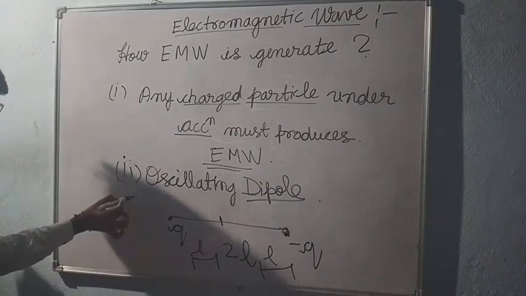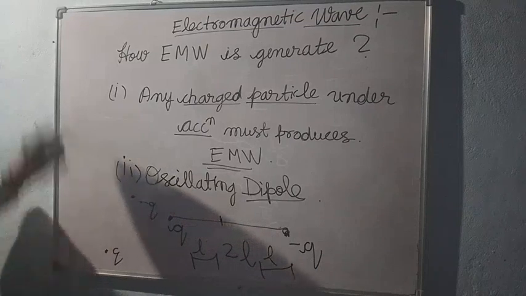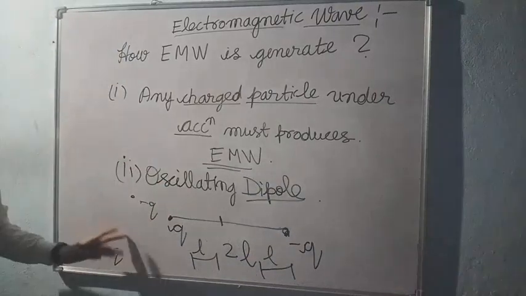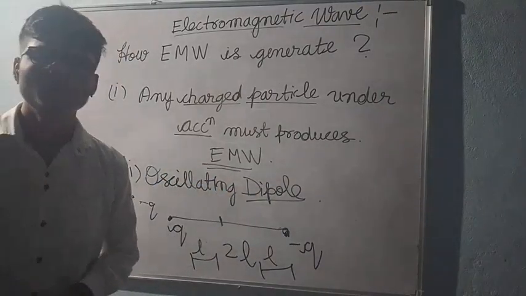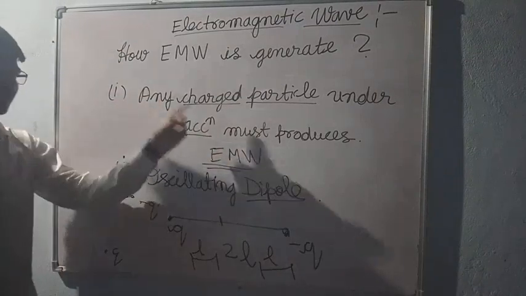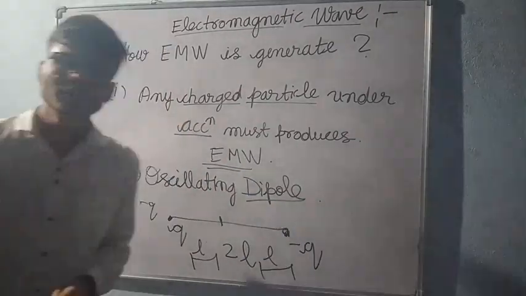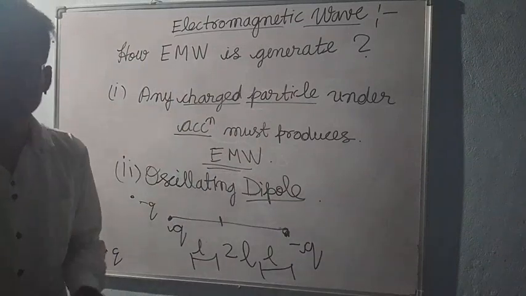Oscillations means this charge is coming sometimes here, plus q here, minus q here. It is rotation. Rotation of a dipole also produces electromagnetic waves. The oscillating dipole is the next reason. Two reasons: accelerated charged particles, and the oscillating dipole. These are the two reasons that electromagnetic waves are created.